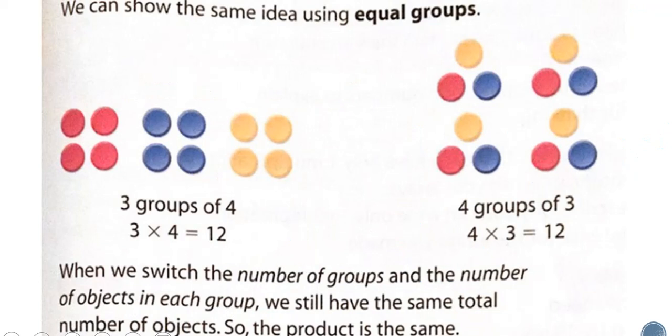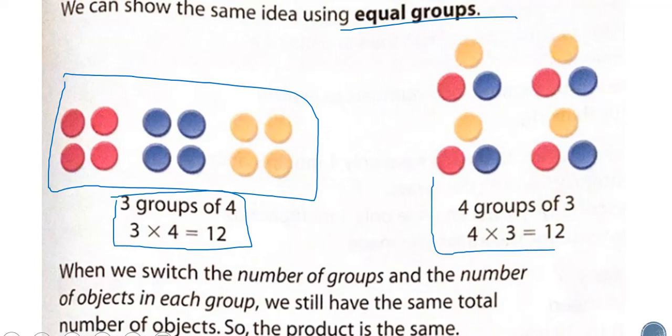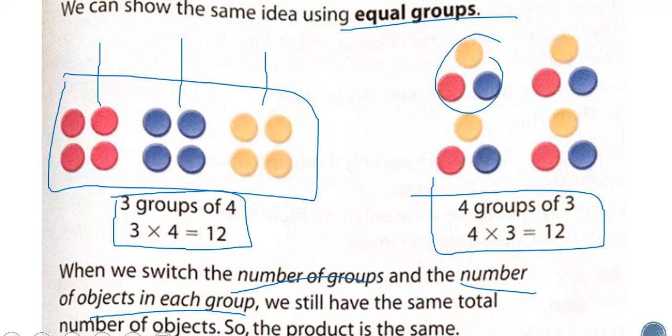So here's another one. So here we have 3 groups. This is what we have for equal groups. We have 3 groups of 4, which is the same as 3 times 4. Or we can have 4 groups of 3, which is 4 times 3, which is the same, 12. So when we switch the number of groups and the number of objects in each group, we will still have the same total. Here we had 3 groups of 4, and here we have 4 groups of 3.